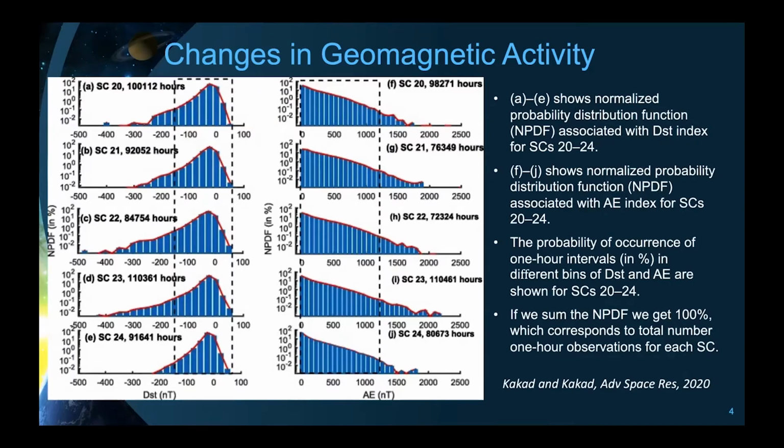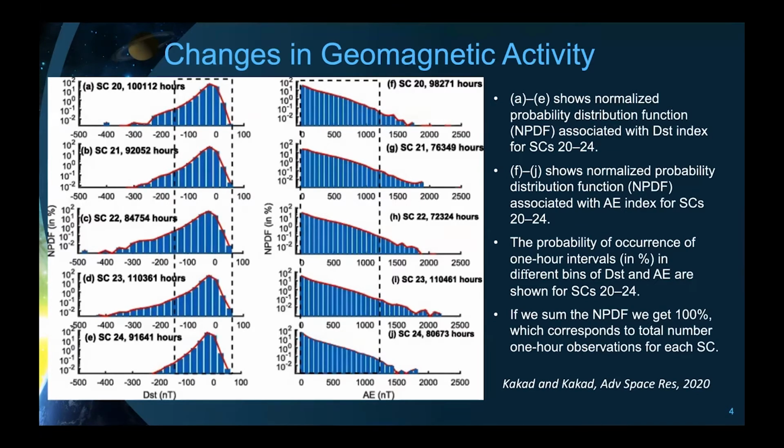And what I wanted to show here is that this has implications. These are the normalized probability distribution functions. They're normalized by how many hours of observations in each cycle. There's Dst on the left side, and there's AE on the right side, and it's in percent. So if you added everything up, each panel would be 100%. It tells you how many hours that particular amount of activity has existed in that cycle.